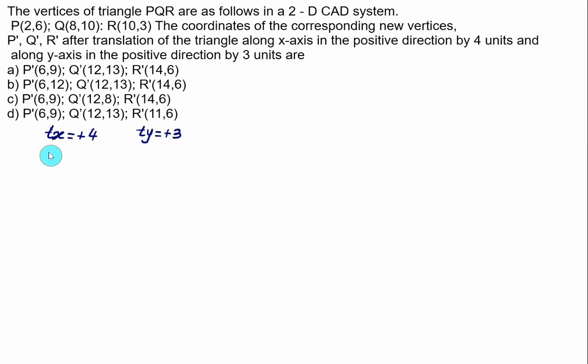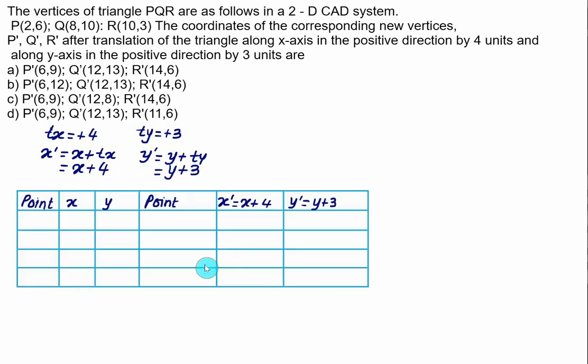So we have the new coordinate x prime equal to x plus Tx, that is x plus 4 units. And the new coordinate y prime is equal to y plus Ty, that is y plus 3. This time we will not use the matrix, we will do the simple calculation. We have points given as P, Q and R.